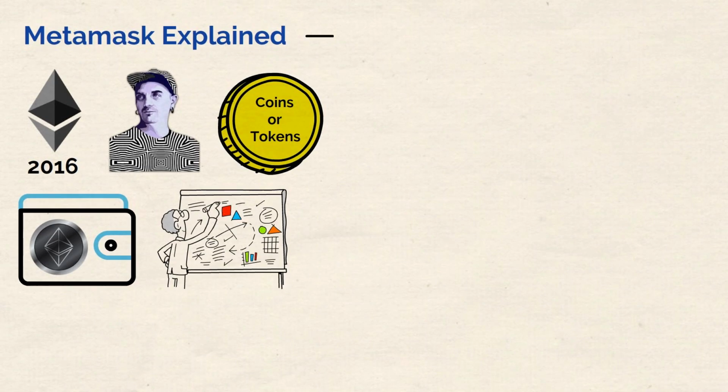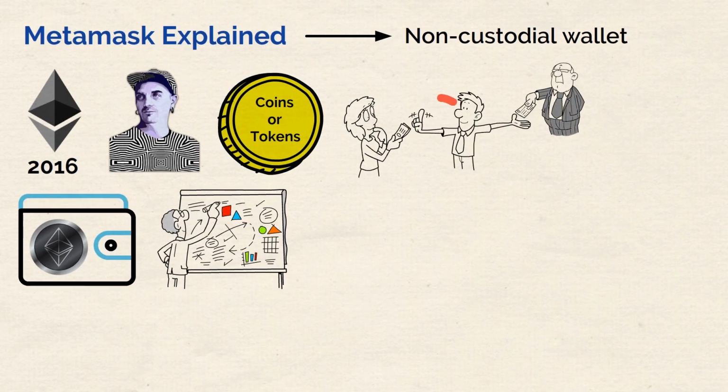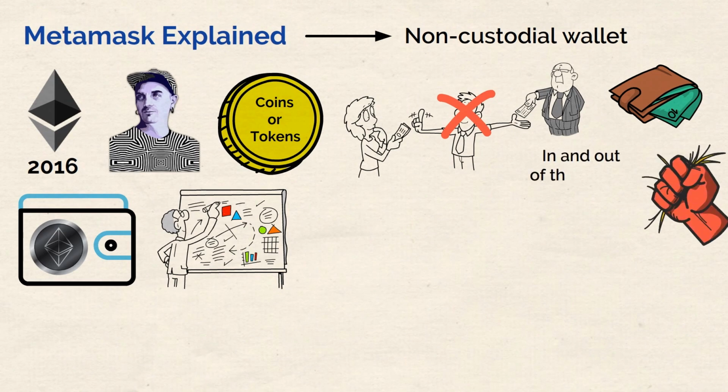Metamask is also classed as a non-custodial wallet. This means it doesn't depend on any third parties or central organizations to work. The wallet owner is the only person who can control what comes in and out of that wallet.